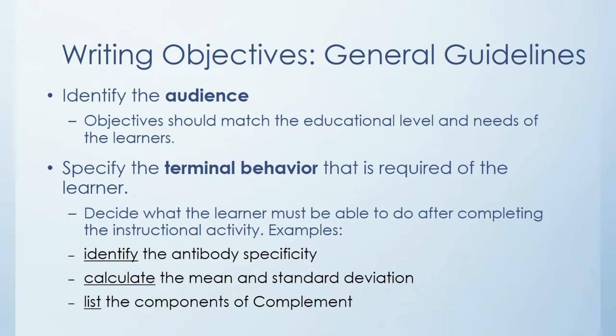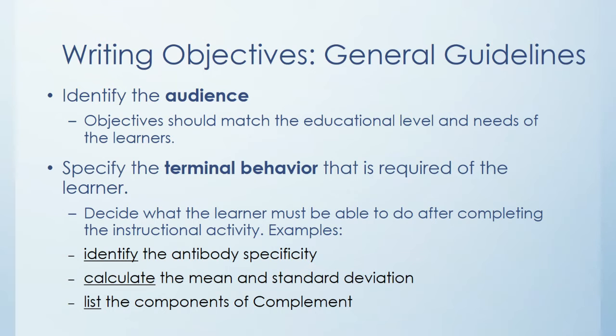So the first part is the audience. You don't necessarily have to say the audience is learners in their second year of a CLS program, but you do need to make sure that your objectives match the educational levels and needs of the learners. Your objectives would be different for people who are professionals in the field already versus high school students that you're going to talk to. So you need to make sure that your objectives match your audience.